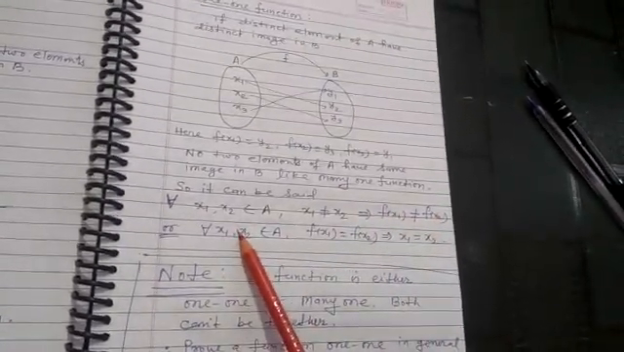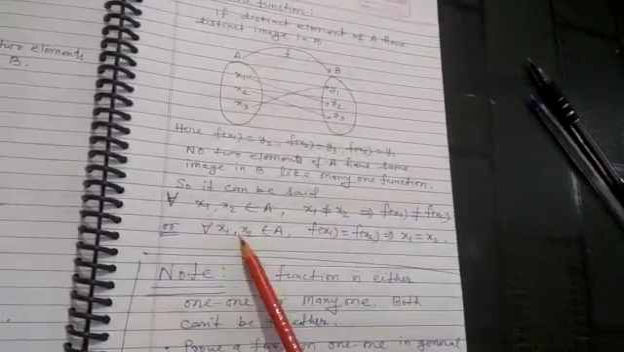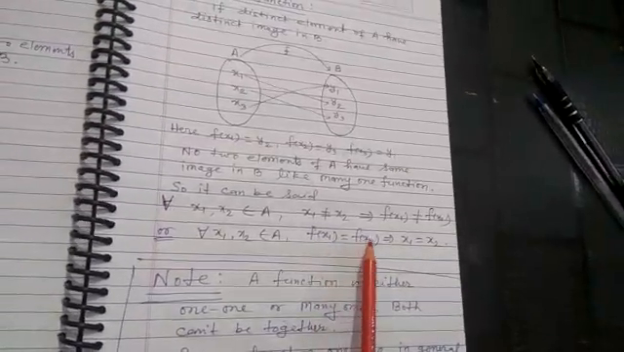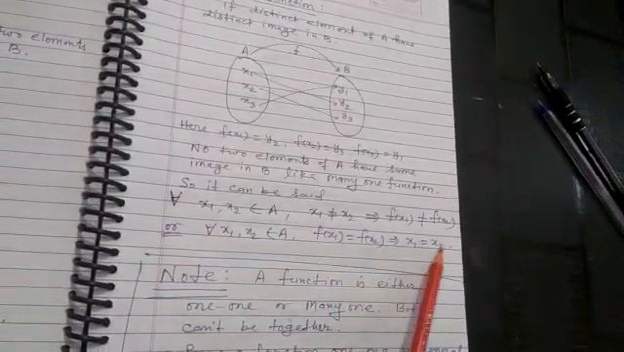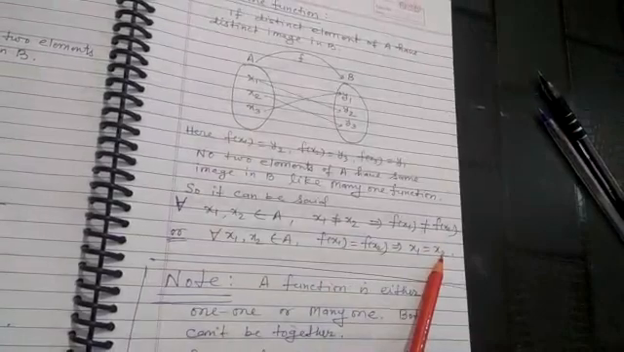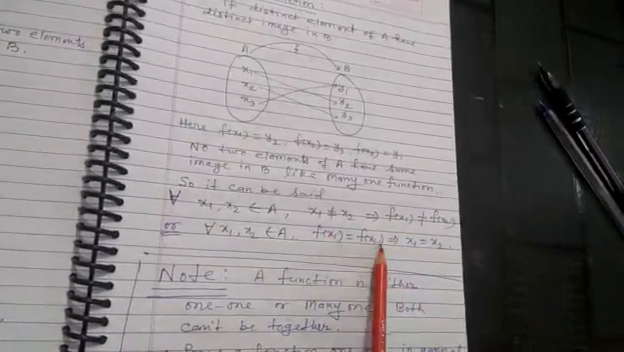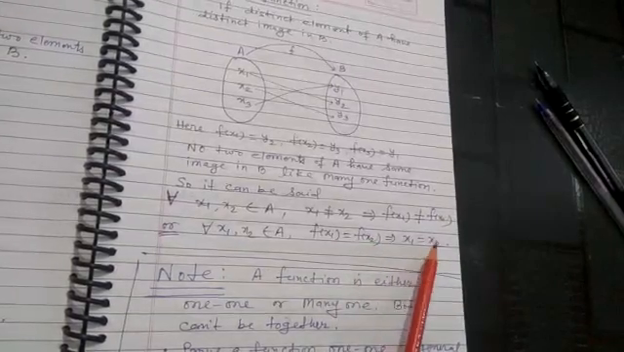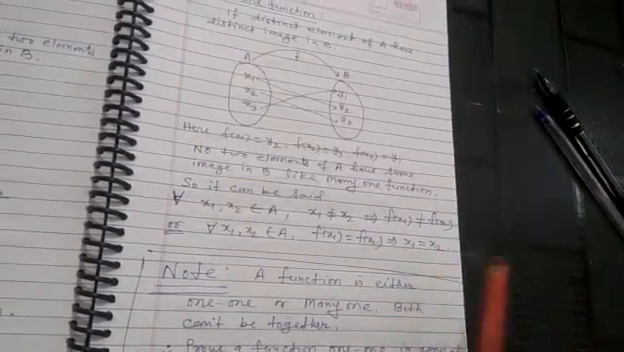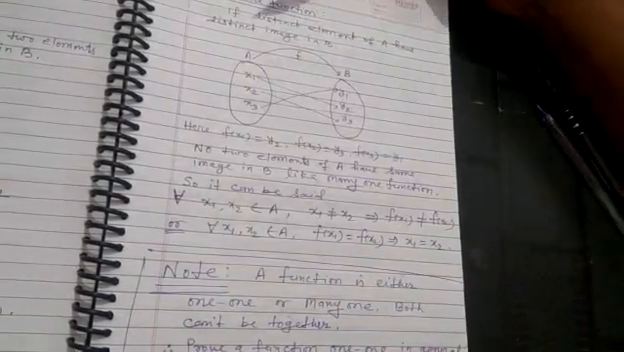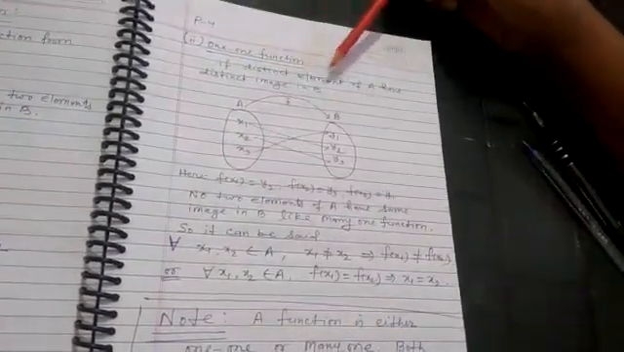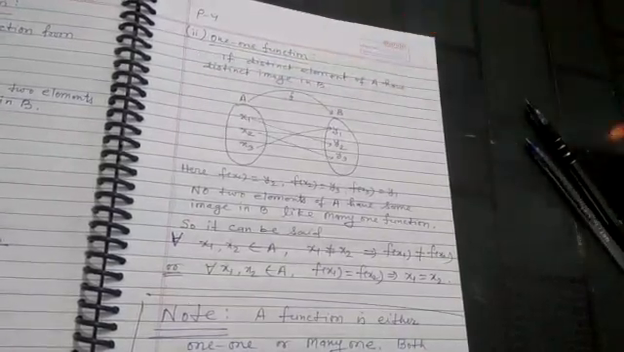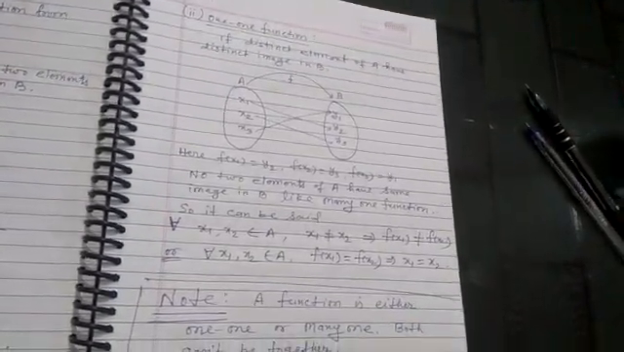Or we can say it in this way also: for all x1, x2 belongs to A, f(x1) equals f(x2) implies x1 equals x2. What does it mean? If the images of two elements are the same, it means the elements are also the same. So that's why it is written here, if distinct elements of A have distinct images in B, the function is one-one.